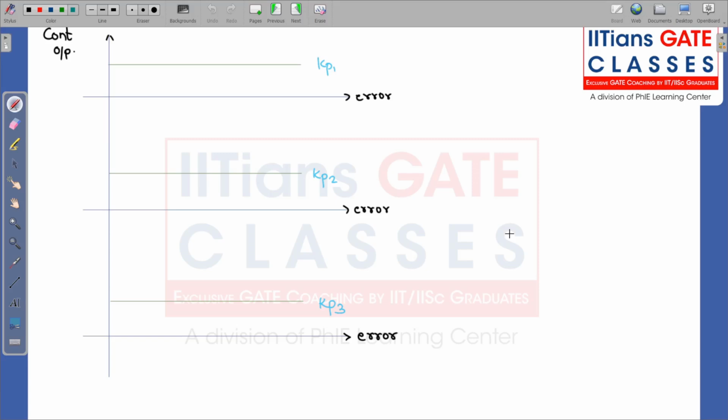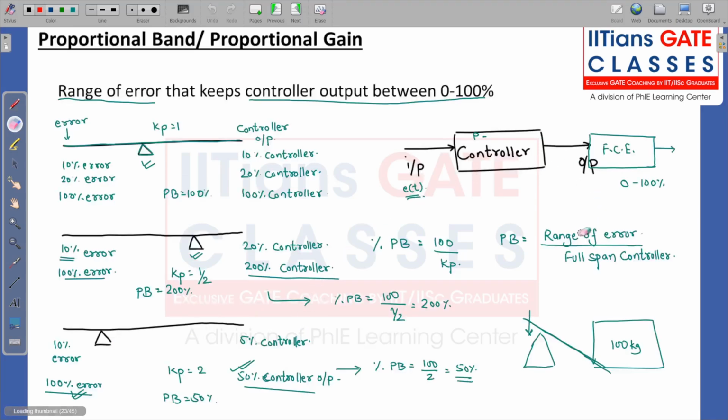Suppose I have a relationship like this, suppose I have 3 Kp, and one of them is like this. So basically what I told is range of error divided by full span. Look over here, what I have written: range of error by full span of the controller is your proportional band.